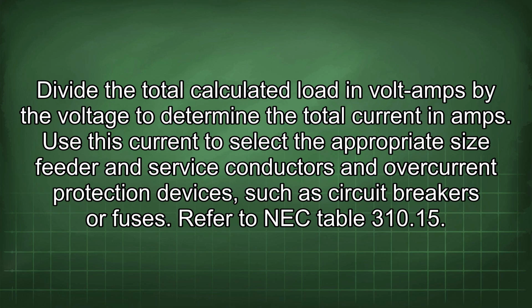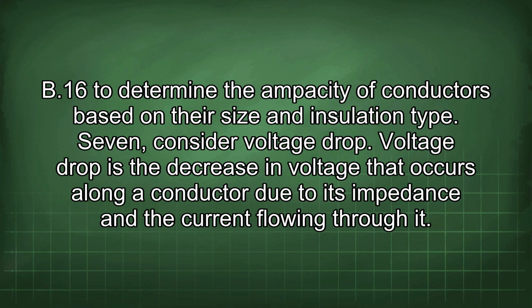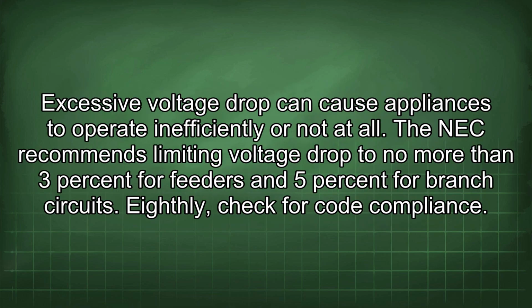Refer to NEC Table 310.15(B)(16) to determine the ampacity of conductors based on their size and insulation type. 7. Consider voltage drop. Voltage drop is the decrease in voltage that occurs along a conductor due to its impedance and the current flowing through it. Excessive voltage drop can cause appliances to operate inefficiently or not at all. The NEC recommends limiting voltage drop to no more than 3% for feeders and 5% for branch circuits.